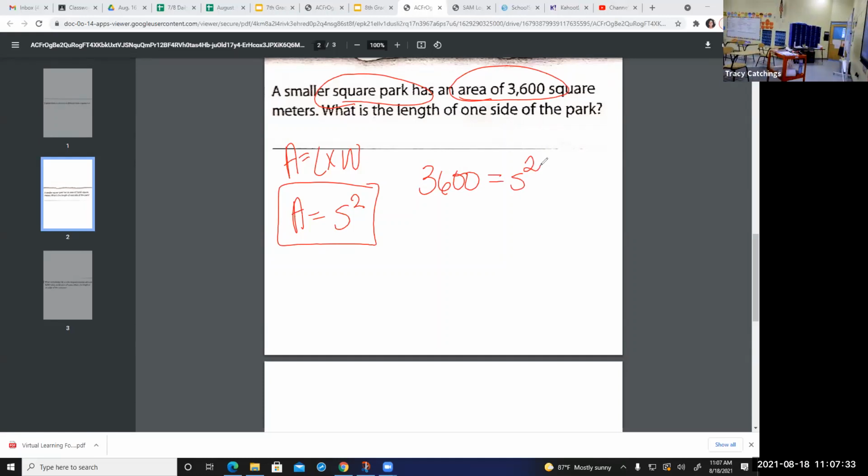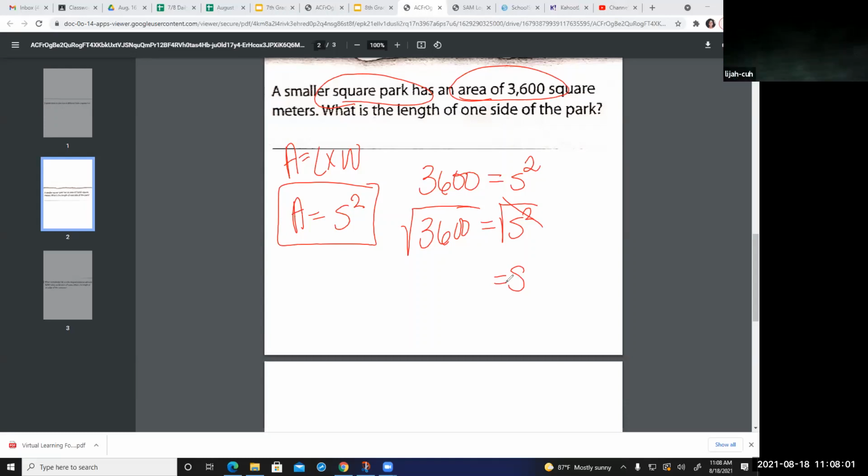Does anybody remember how we get rid of a square? Square root. Good job, Elijah. We've got to find that square root. So we'll find the square root on both sides. And remember that square and square root will get rid of each other, leaving us with just S. And then what was the square root of 3,600? Did you find it, Elijah? I'm about to do it now. Okay.